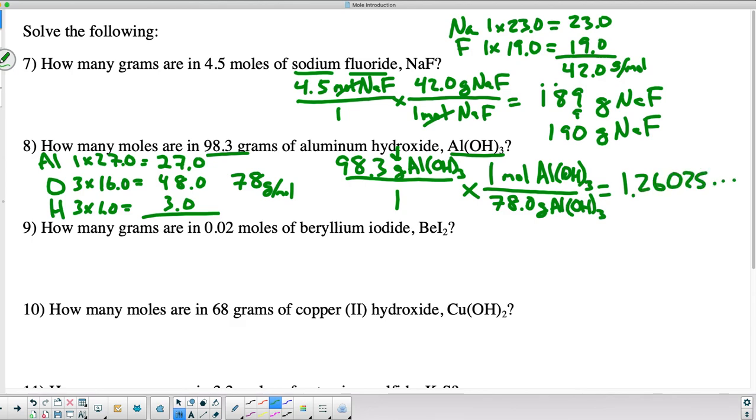1.26025. Don't just keep writing numbers down. We round off to 1, 2, 3 places. So 3 places gives me 1, 2, 3 like that. So 1.26 moles of Al(OH)3 like that. Okay. Good luck.